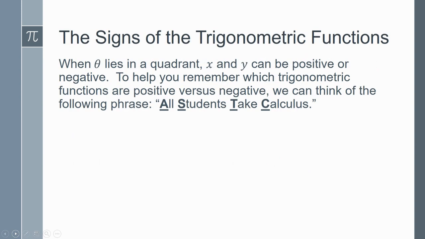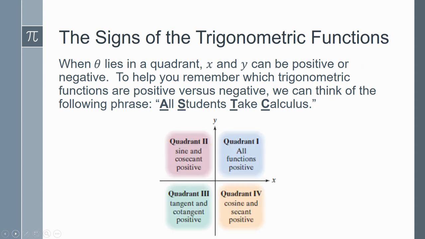All right, so now the signs of trig functions. When theta lies in a quadrant, x and y can be both positive and negative. To help you remember which trig functions are going to be positive versus which ones are going to be negative, we can think about the phrase, "All Students Take Calculus." So what does that mean? Well, the A is for the first quadrant. The S is for the second quadrant. The T is for the third quadrant. And the C is for the fourth. I'm just thinking 1, 2, 3, 4.